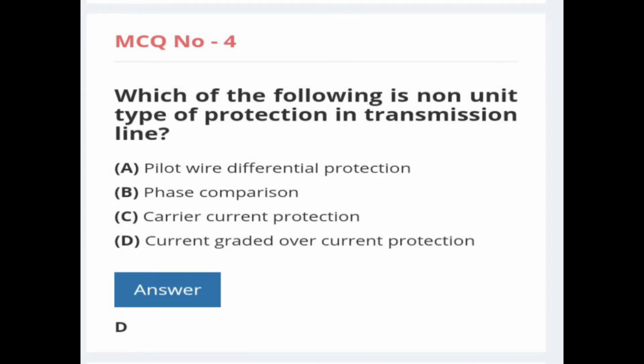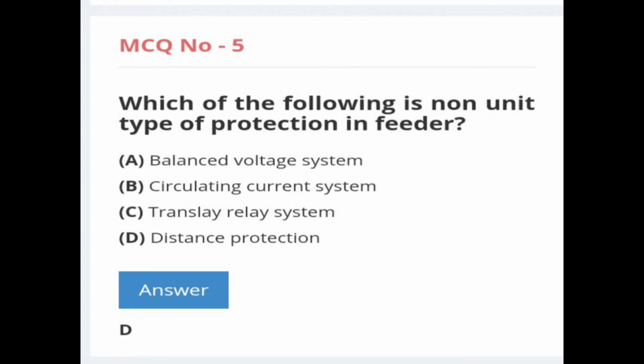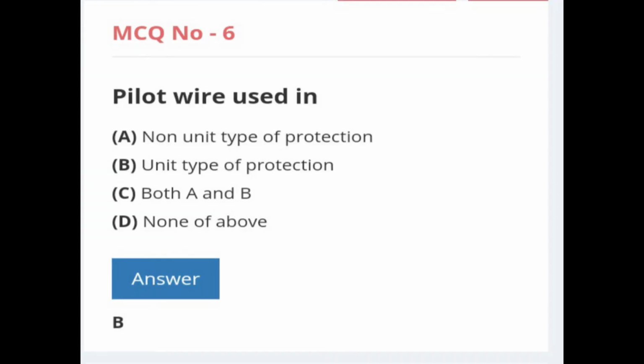Fourth question is protection in transmission line, and this is the protection in feeder, means non-unit type. The non-unit type of protection in feeder is the distance protection. Pilot wire is used in non-unit type protection, unit type protection, both A and B. So the correct answer is option B, unit type of protection.